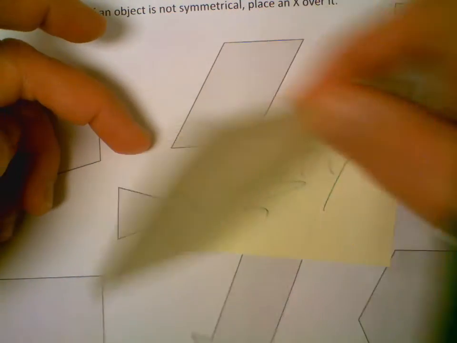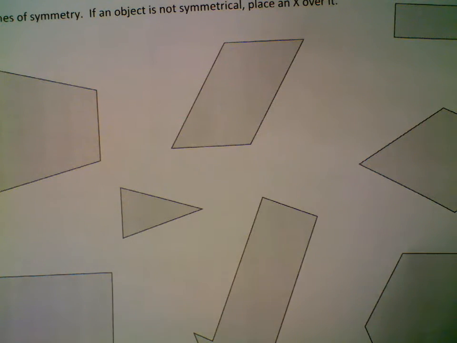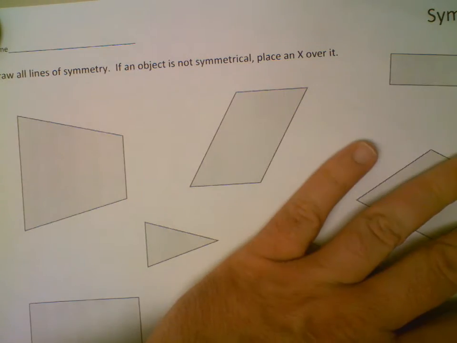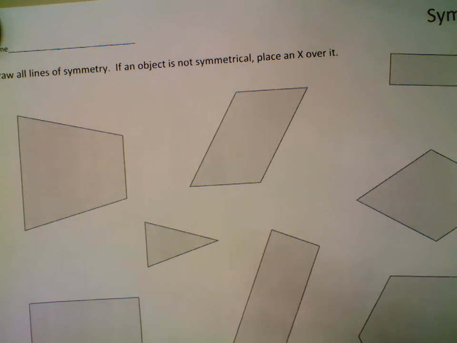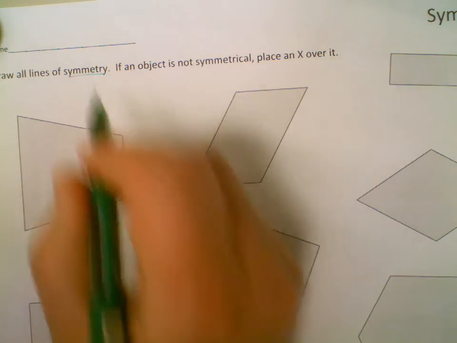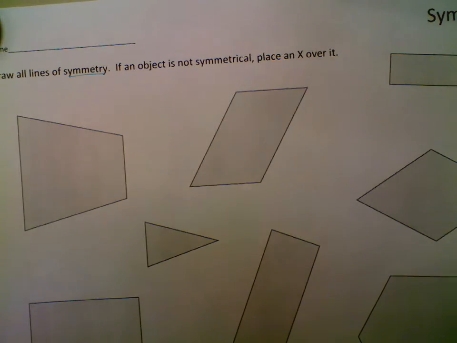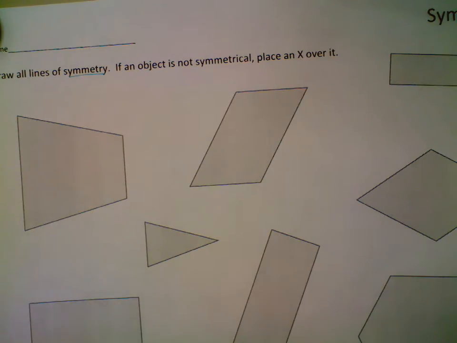So let's look at some symmetry today. You guys might be doing yours digitally. If you don't print it out, that's fine. If you're doing it on paper, just see if you can grab a ruler or something straight, okay? All right, this says, draw all lines of symmetry. If an object is not symmetrical, place an X over it. So I know you checked it, okay?